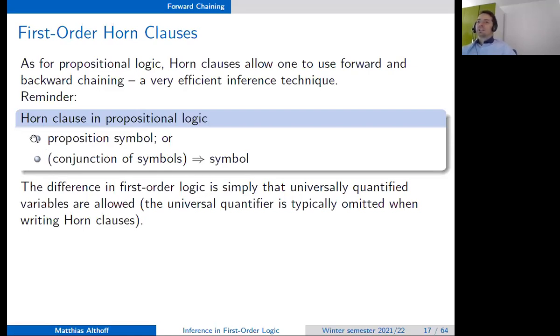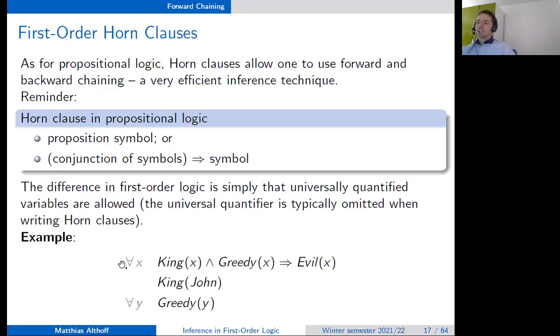So the difference for first order logic Horn clauses is very simple. You just allow additionally that all variables are universally quantified. Universal quantification is the only quantification, so implicitly you always have for all x or for all y. Any variable occurrence means that it's universally quantified. If it were existentially quantified, it would not be a first order Horn clause.